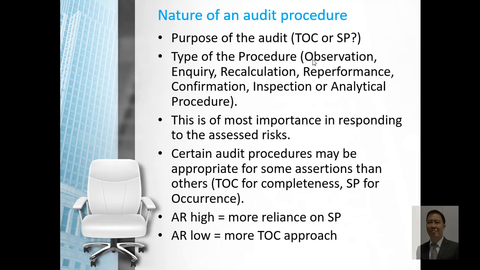There are certain audit procedures that may be appropriate for some assertions. For example, if we are testing completeness, it is more appropriate for us to conduct tests of controls. And if we are testing occurrence, the substantive procedure will be more appropriate. As a general rule, if audit risk is high, then we will put more reliance on substantive procedures, while if the audit risk is low, then we will perform more TOC, or tests of controls.